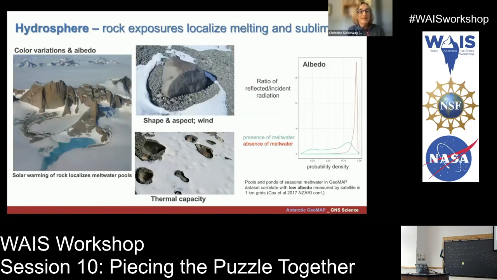At a local or regional scale, as an example, GeoMap can be used to pinpoint sites of seasonal solar warming of rock exposures that led to meltwater formation, a process that's generally not accounted for in superficial water modeling. From a preliminary, very simple study, sites of seasonal meltwater in the GeoMap database correlate spatially with areas of low albedo from satellite image measurements.